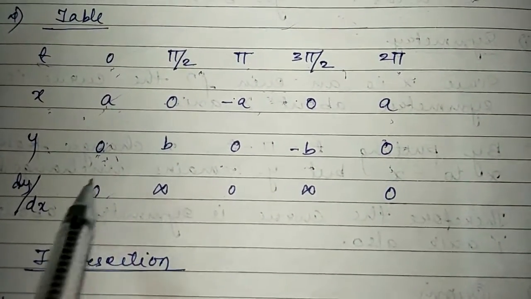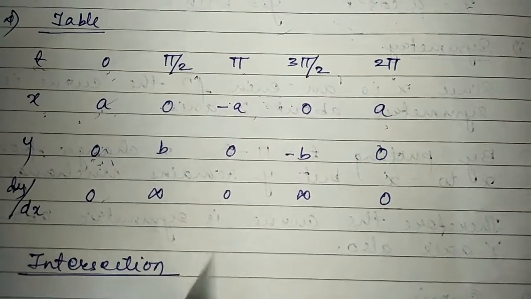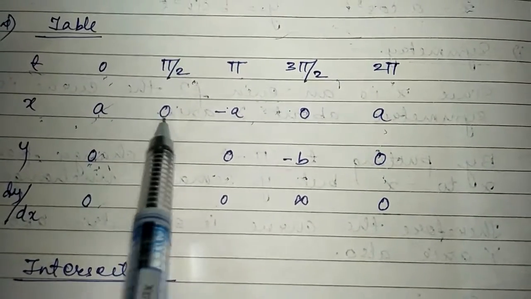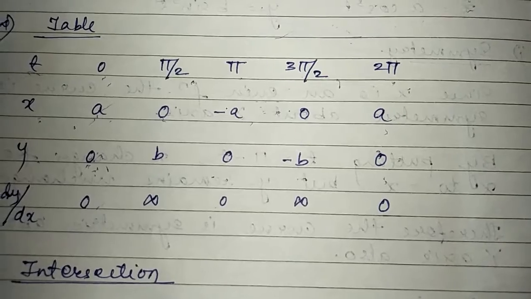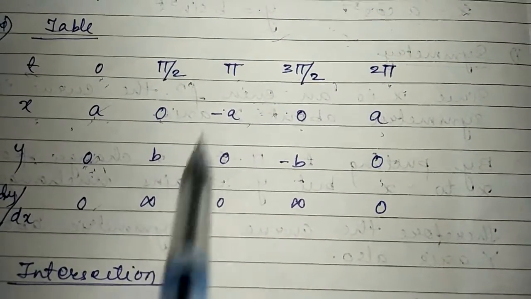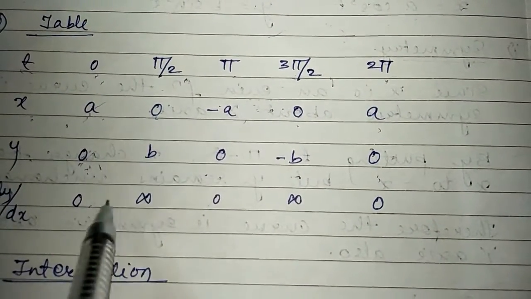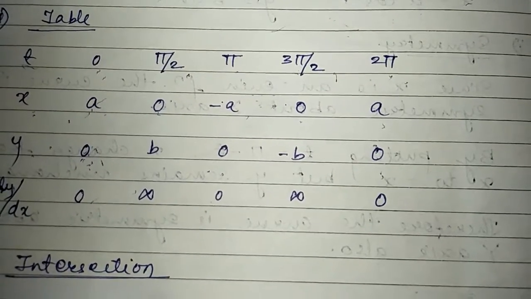Similarly, we can find out where the given curve intersects the y-axis. When the curve intersects the y-axis, x will be 0. So we have x equal to 0 for t is equal to pi by 2, and x is equal to 0 for t is equal to 3 pi by 2. That is, at these 2 points the curve intersects the y-axis.